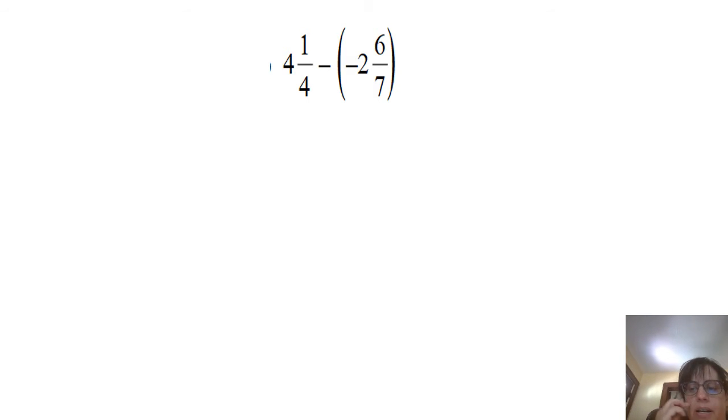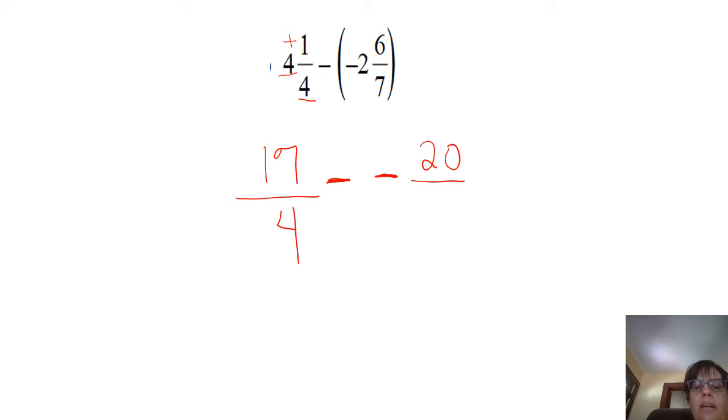I've got two mixed numbers, so I've got to change them both to improper. So the first one, start with the denominator, multiply it by the whole number. 4 times 4 is 16. Now add that numerator to that result. 16 plus 1 is 17. Then keep that denominator. I'm going to copy the minus sign and the fact the next one's negative. Now I'm going to do the same process. I'm going to go 7 times 2 is 14 plus 6 is 20. Then I'm going to put that over the same denominator.